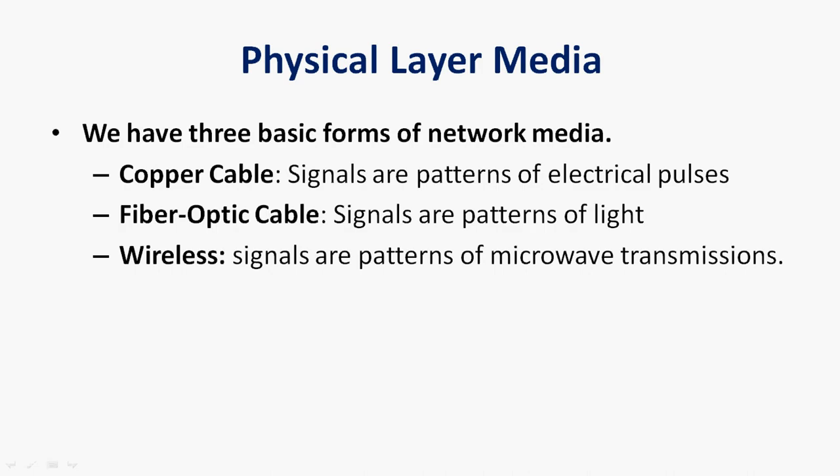Now we will see physical layer media. We have three basic forms of network media. Copper cable: signals are patterns of electrical pulses. Next is fiber optic cable: signals are patterns of light. Then wireless: signals are patterns of microwave transmissions.